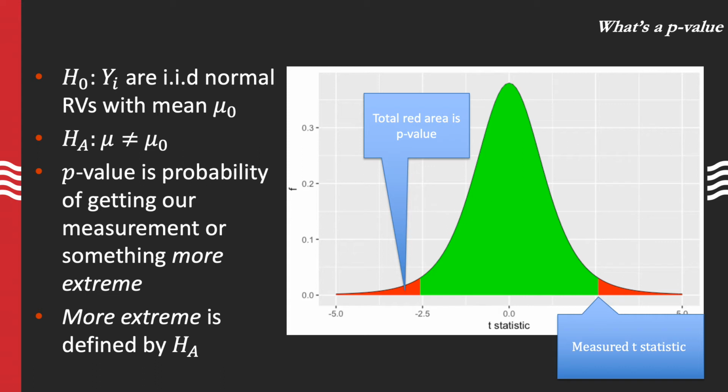But the way we would actually calculate a p-value, say for a two-sided alternative hypothesis, is we would do our measurement, get some t-statistic, and I show on the right here, say we measured a t-statistic that is that value. To get the p-value for the two-sided t-test, we integrate over both tails of the t-distribution that are farther away from the mean than that value is, and we sum those areas to get the p-value. So in this plot, the total red area is the p-value.